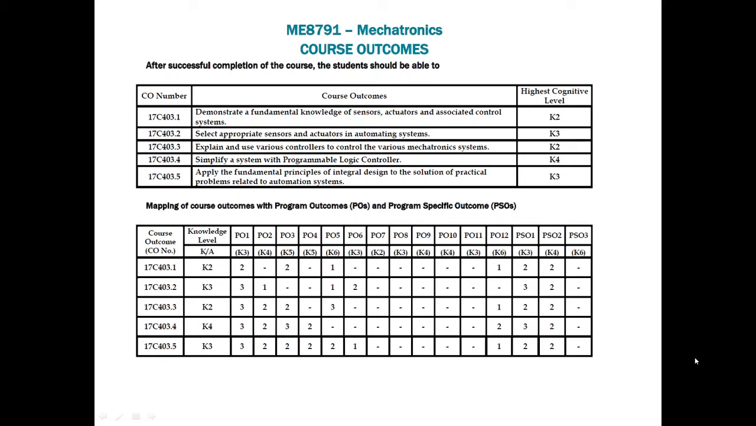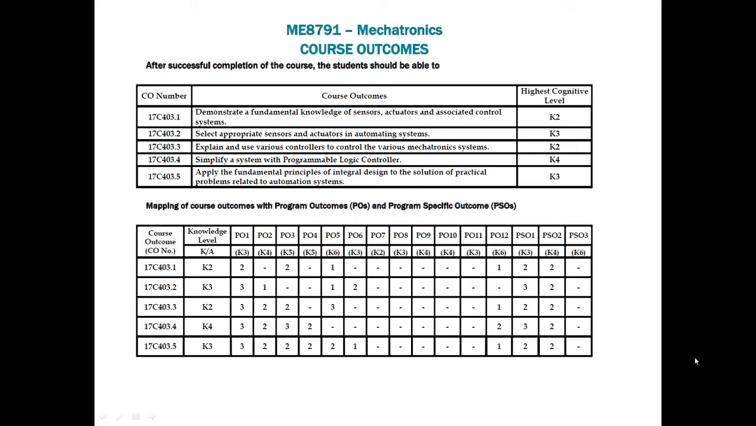The third unit explains the use of various controllers to control the various mechatronic systems. The knowledge level is K2. The fourth unit deals with the simplification of systems with a programmable logic controller, that is PLC. The knowledge level is K4.